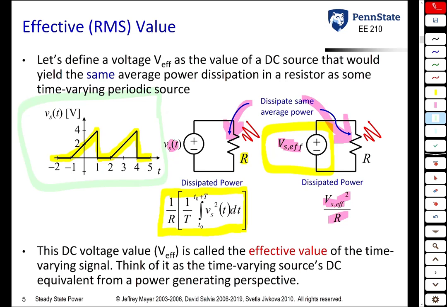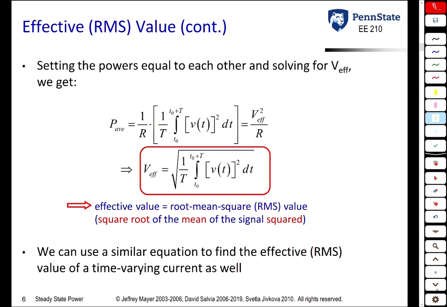So once again, let me try to say that again. We're going to find a DC source that causes the same power dissipation in a resistor as a corresponding time varying signal. And we're calling that the effective value. So let's set these two equations equal to each other.